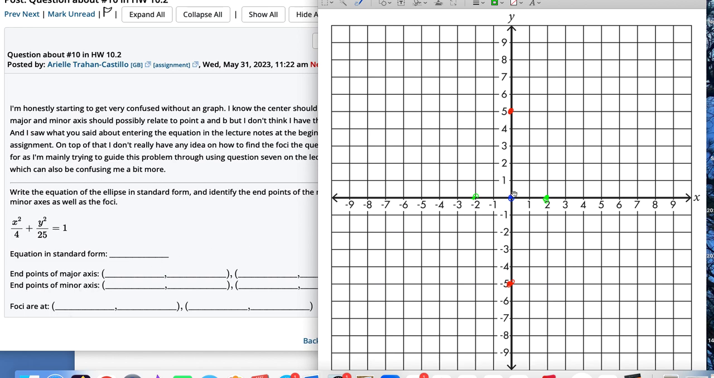Okay, and then the minor axis, that's going to be the short direction. So here, when x is 2, y is 0, and when x is negative 2, y is 0. So that would take care of your major and minor points. And then for the foci, let me grab the whiteboard.